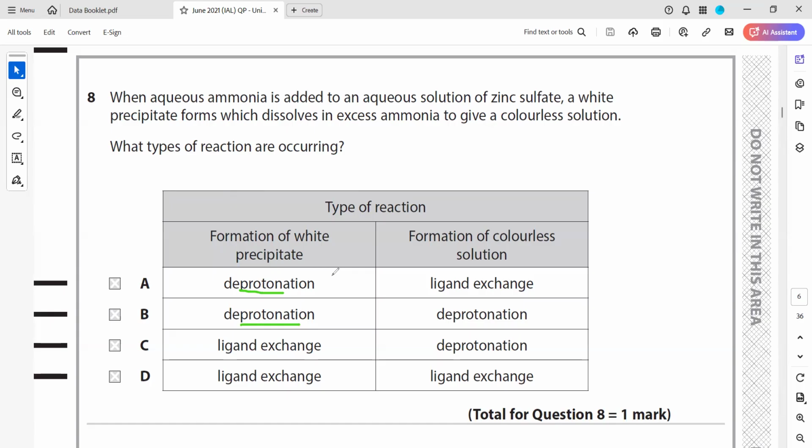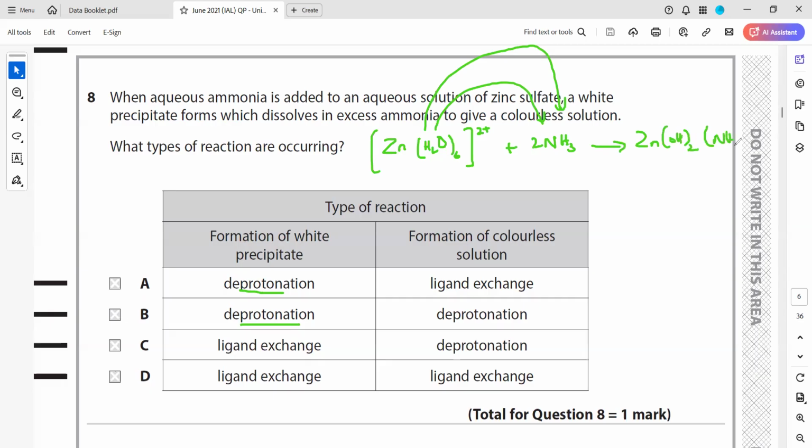Deprotonation means an acid-base reaction. Let's say we have a complex of zinc, with a charge of 2 plus. When we add aqueous ammonia, ammonia accepts a proton, that's called deprotonation, or you can say an acid-base reaction. It will become Zn(OH)2(H2O)4, plus NH4+ will be formed, two of them. So the first reaction is always a deprotonation.